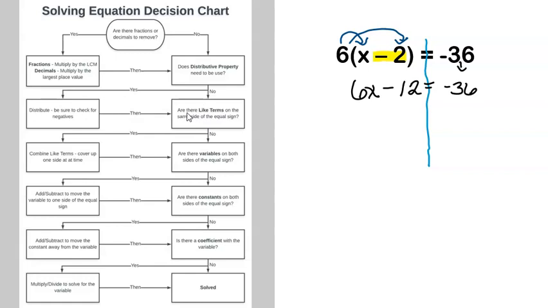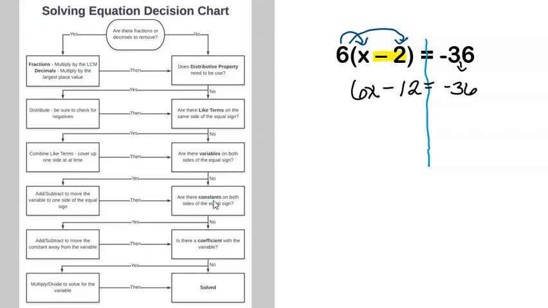See the then. Are there like terms on the same side of the equal sign? This is the only side that has two terms, but one has a variable, one does not. They are not like terms, so I would answer this one by saying no. Now I come down to the next one. Are there variables on both sides of the equal sign? Well, there's a variable x, but on the other side, nope, that's a constant of negative 36. So that answer there is again no.